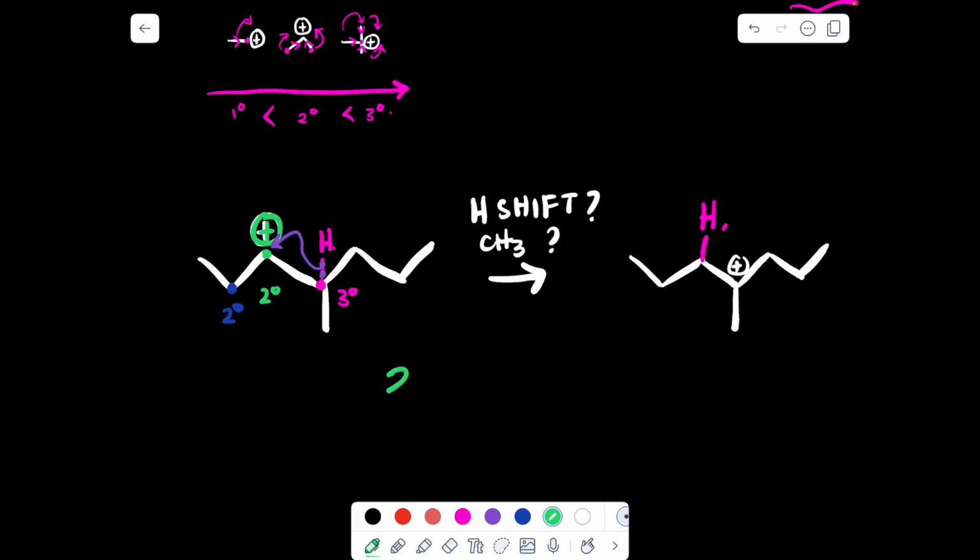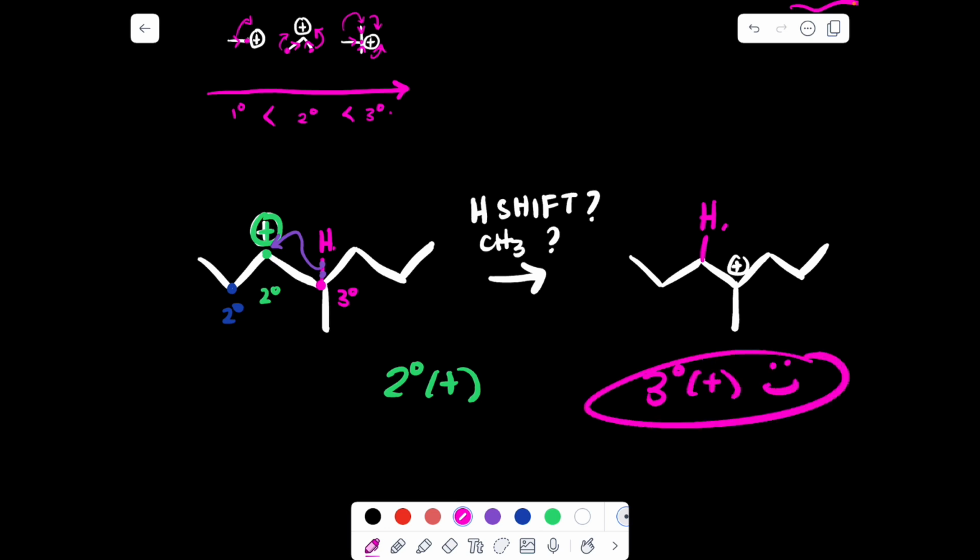Therefore, the carbocation, which was initially on a 2°, is now a 3°, where 3° is happier and more stable because it has more donating groups helping it as it's in that deficit state.